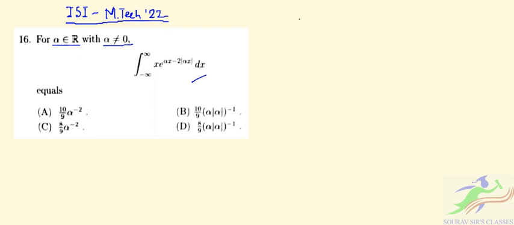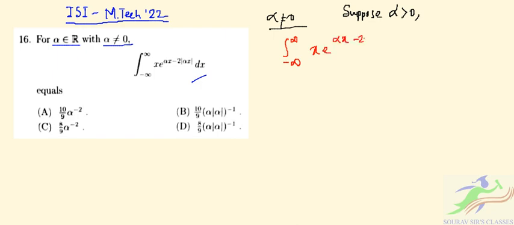Now we have this condition that alpha is not equal to 0. Then we have an option. Suppose we consider alpha greater than 0. Then what will the integral look like? So the integral will be minus infinity to infinity x of e to the power alpha x minus 2 mod alpha x dx. It is given.